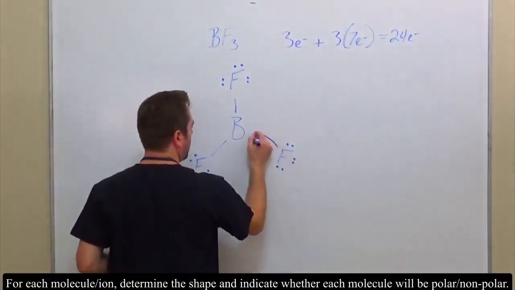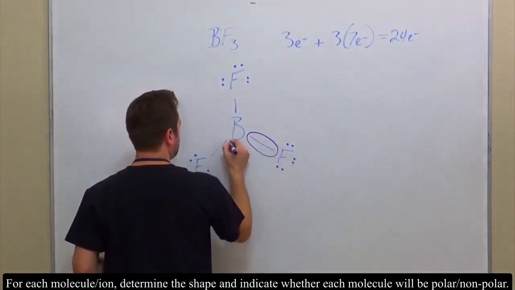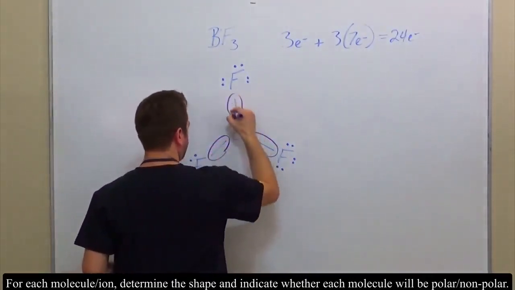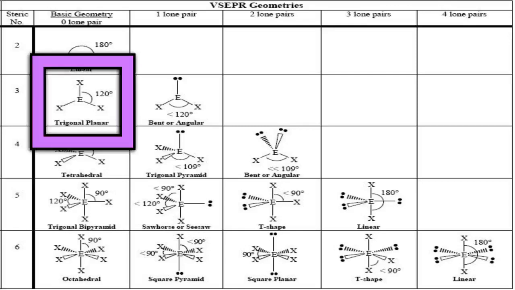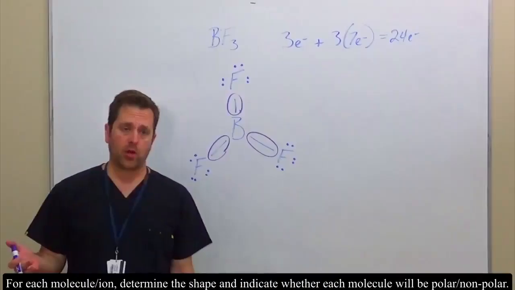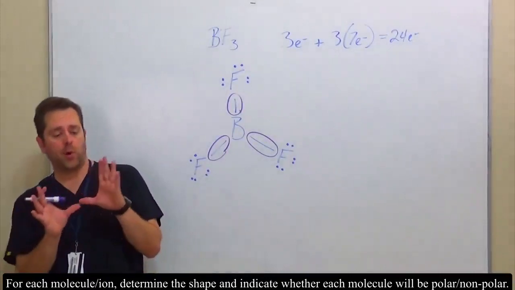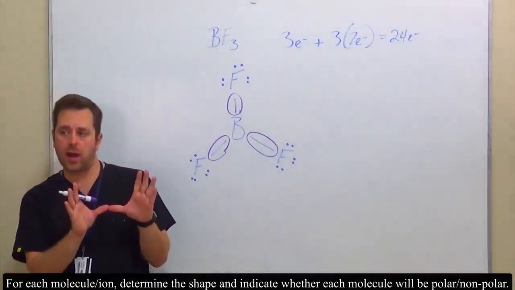Here's one area of electron density, here's another, and here's a third. So go to 3 on your table, and you can see that we have no lone pair. So how would we refer to the overall geometry of this molecule? It would be a trigonal planar molecule where the bond angles are 120 degrees, right?